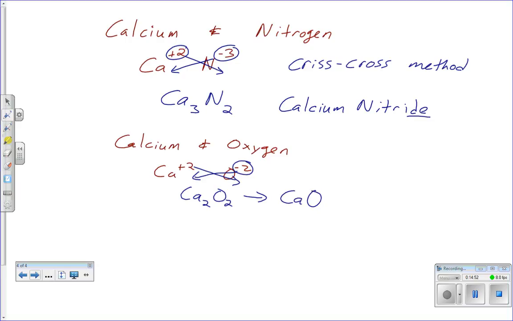So both of those numbers can be divided by 2, and so we should write the formula as CaO. The plus 2 is going to balance out the -2, and you just need one of each. And of course, this would be calcium oxide. Oxygen becomes oxide.